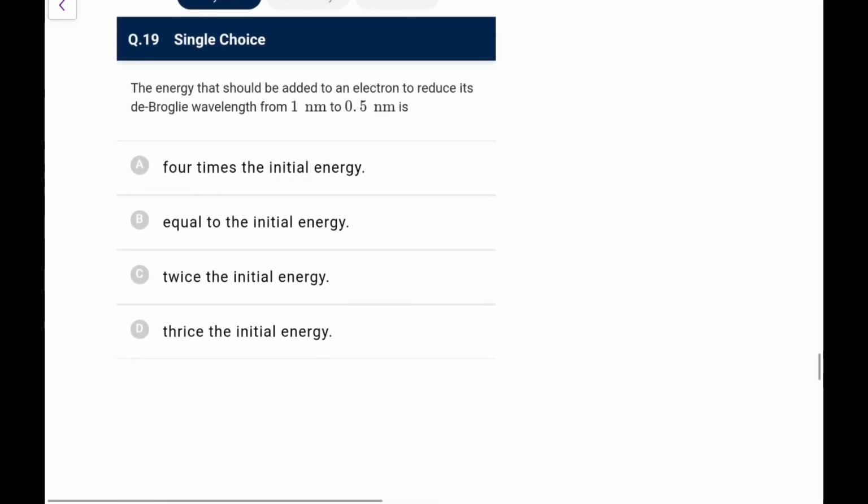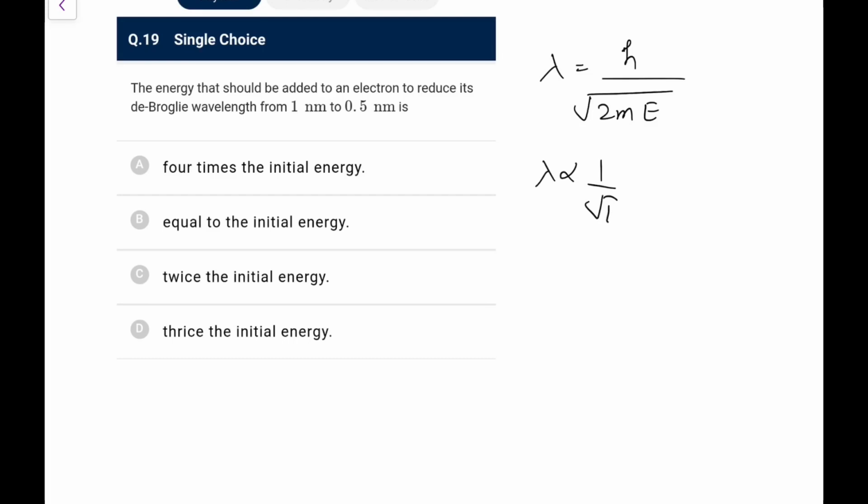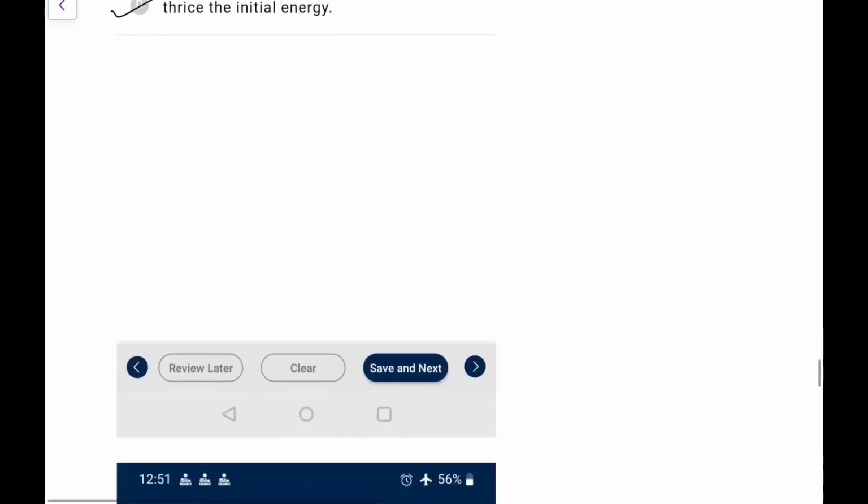Next, the energy that should be added to an electron to reduce its de Broglie wavelength from 1 nano to 0.5. So we know lambda is h upon root 2mE. So lambda is 1 by root E. So for lambda to become half, you can directly write E is proportional to 1 by lambda square. So if it is half, it would be 4 times, so the added energy should be thrice the initial energy, therefore it becomes 4 times.